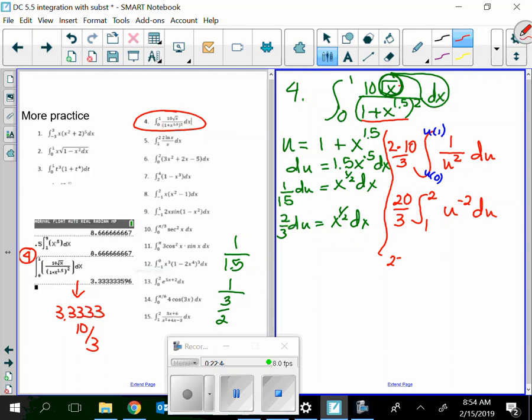Okay, so 20/3. I need an antiderivative. What's my antiderivative?